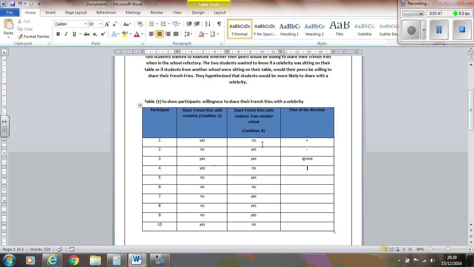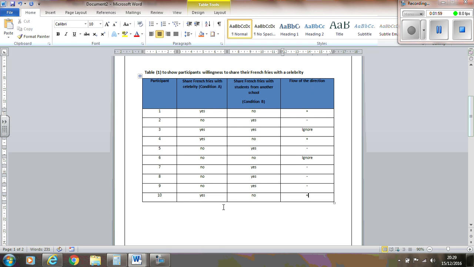Yes, no would be a plus, no, yes would be a minus, no, no would be ignore, no, yes is a minus, no, yes is a minus, no, yes is a minus, and yes, no is a plus. Now, the next thing that you do is you count up how many positive signs there are and how many negative signs there are. Now we've got 1, 2, 3 positive signs, and we've got 1, 2, 3, 4, 5 negative signs.